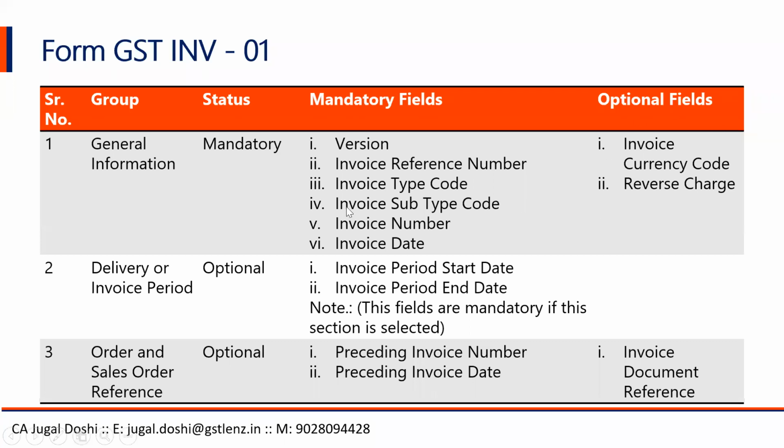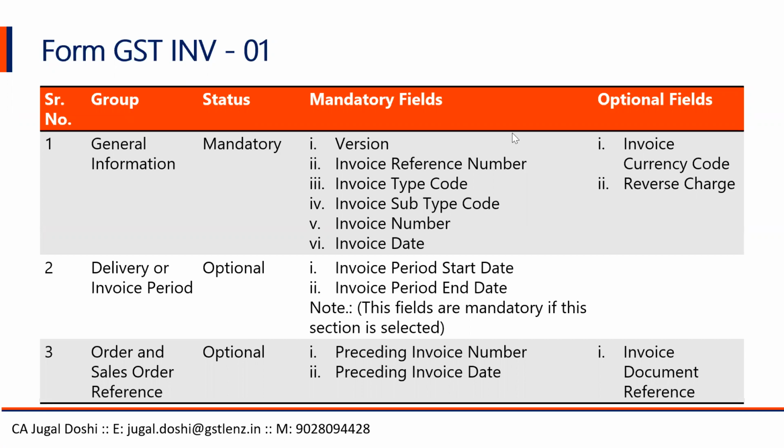So for each group, there are mandatory fields and optional fields. Then the group itself can be optional. For example, delivery details. This is optional. If it is a service bill, I may not insert these details. But if I fill these details, then there are two mandatory fields, invoice period start date and end date. So I will have to fill these details. If it is an optional group and I am filling it, I will have to fill all the mandatory fields.